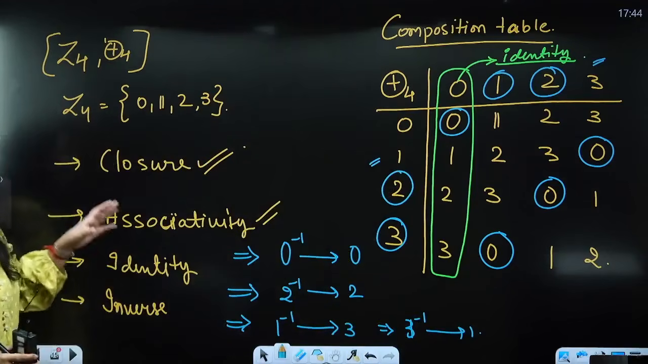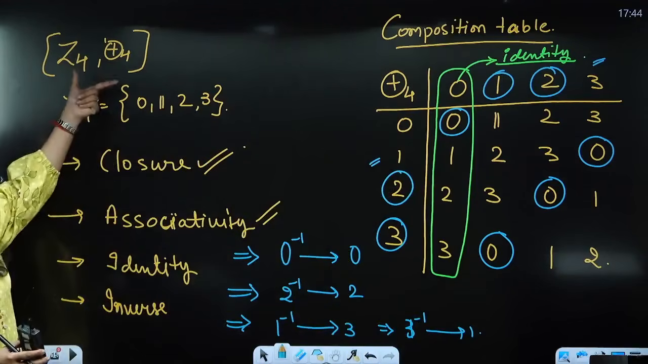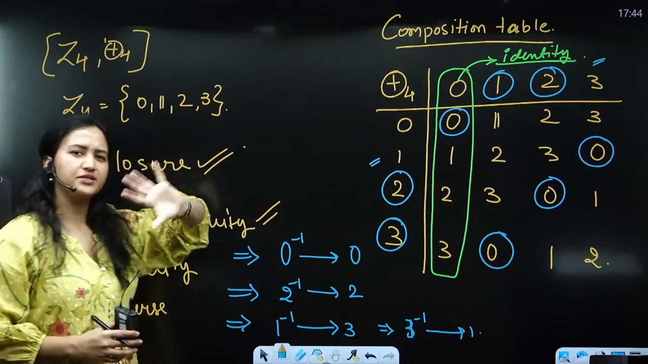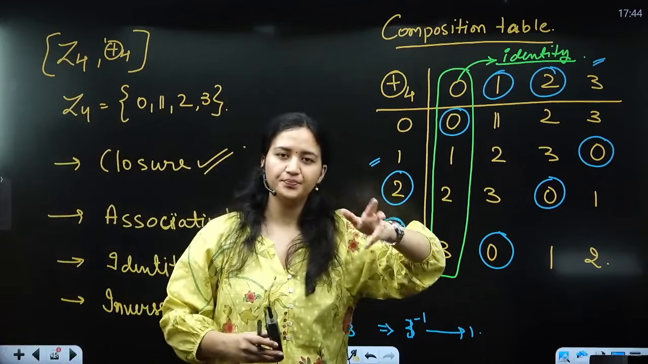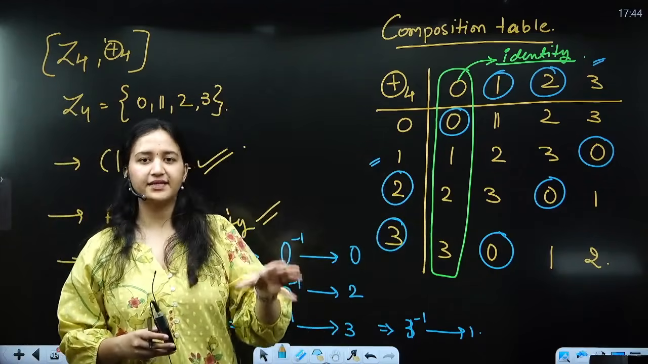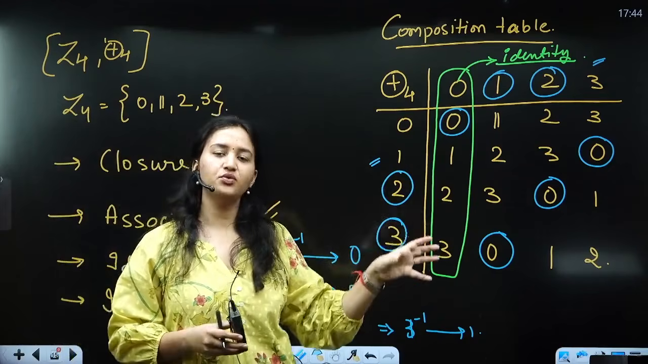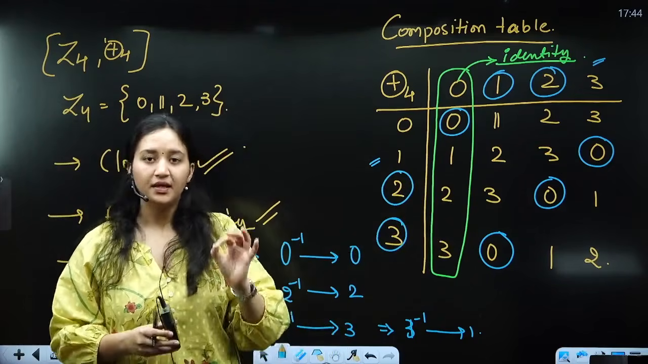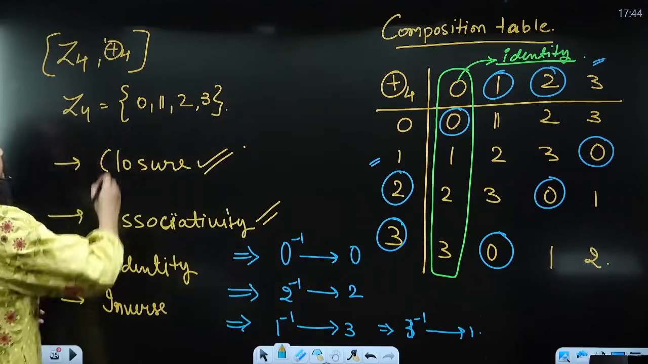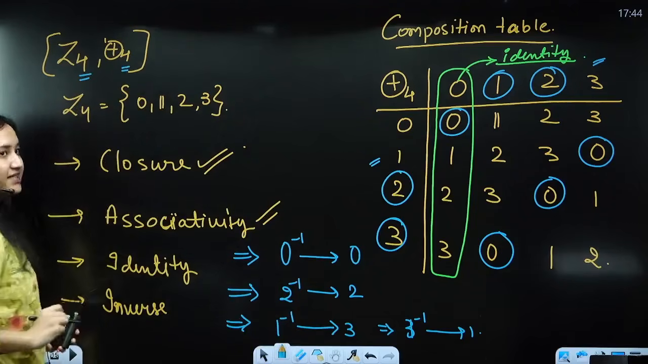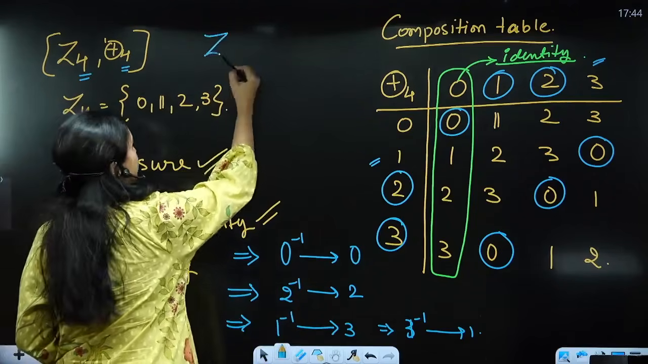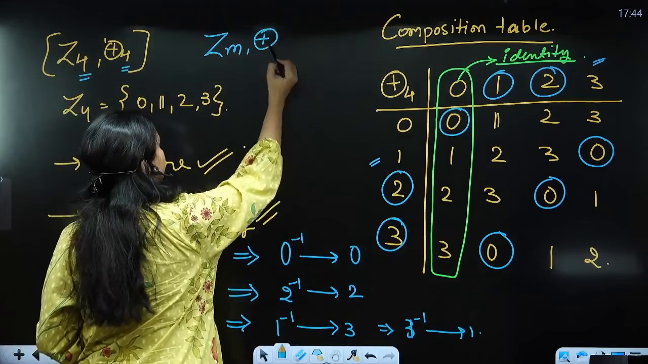So here we can see that the group of residue, that is Zm, we can normally call it Zm also. It is understood by itself that Zm is a group with respect to addition modulo m. Clear? Pay attention that these two values have to be same. Okay, Zm forms a group with addition modulo m.